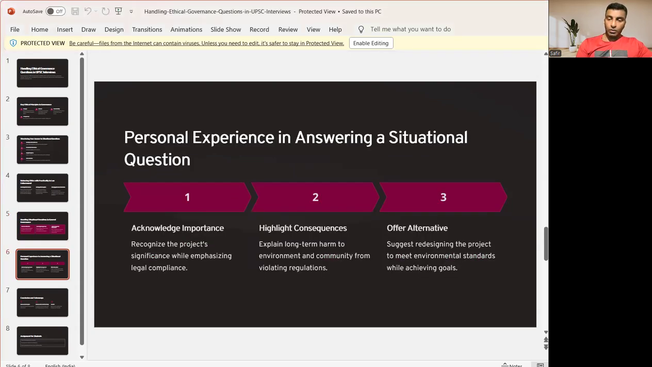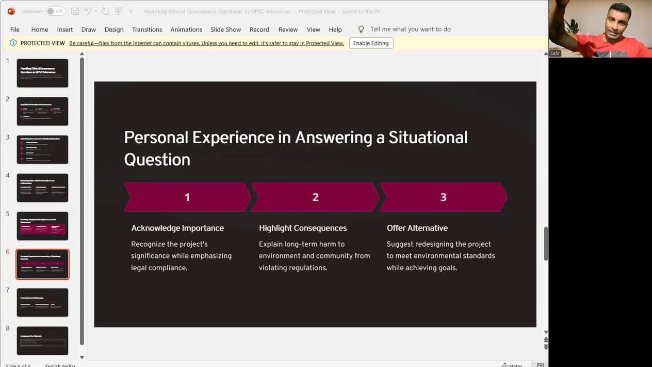Now, coming to personal experience, again, in one of my interviews, I was asked a situational question on how I would handle a case where a senior officer was pressurizing me to approve a project that clearly violated environmental laws. I think we just discussed this before. The moment you get this question, you know this is a test of your ethical judgment and your ability to stand firm in the face of pressure. So you will start by acknowledging the importance of the project, but emphasize that it could not be approved if it violates environmental regulation.